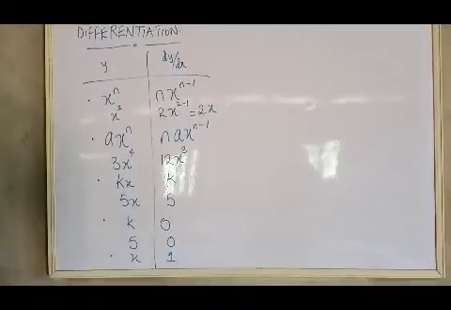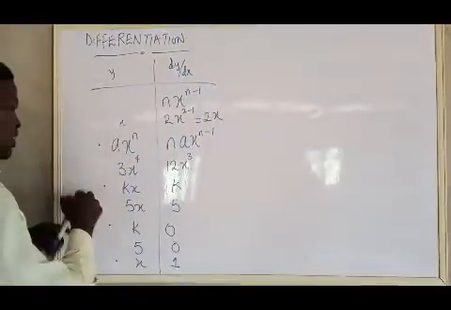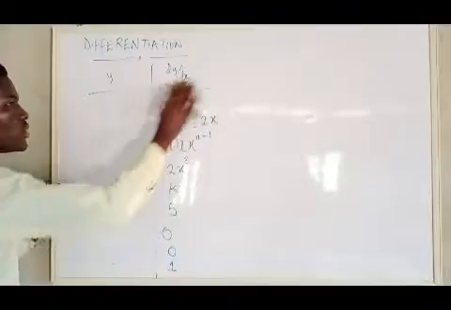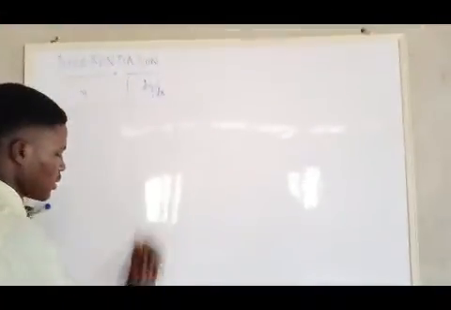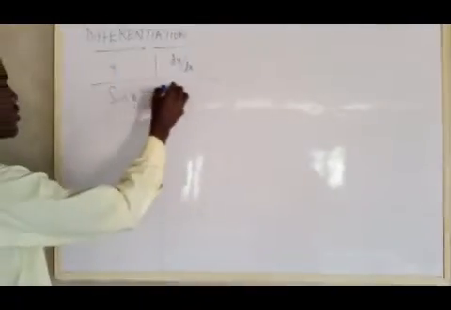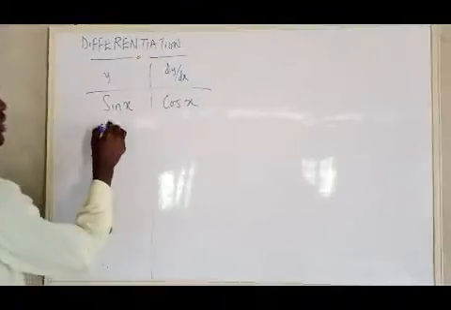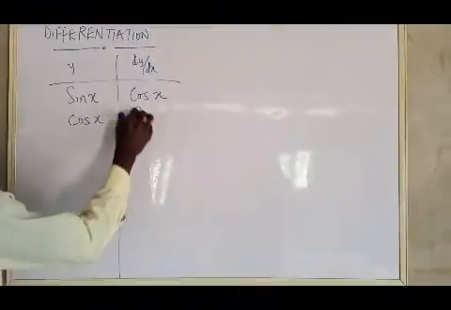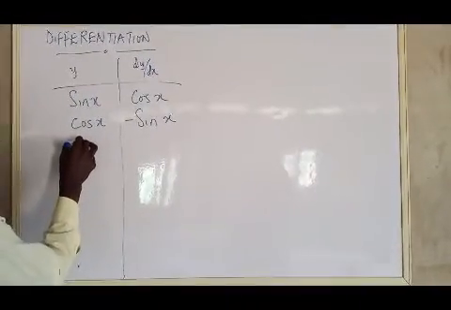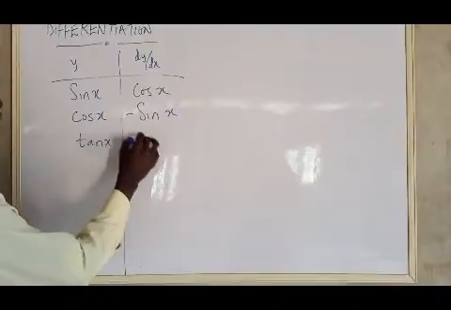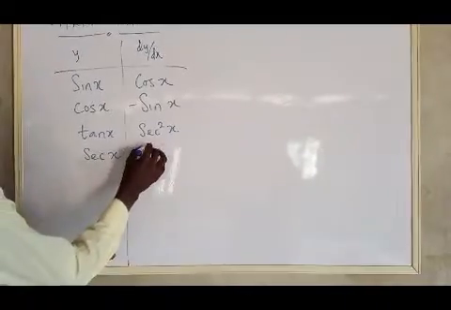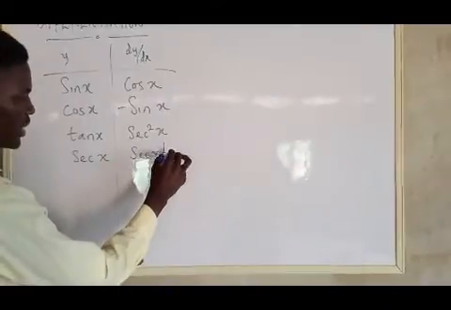Alright, so there are still some other ones we need to know about, like the trigonometric functions and the exponential functions. Alright, so if you differentiate sine x, it will give you cos x. If you differentiate cos x, it will give you what? Minus sine x. If you differentiate tan x, it will give you sec squared x. If you differentiate sec x, it will give you sec x tan x.